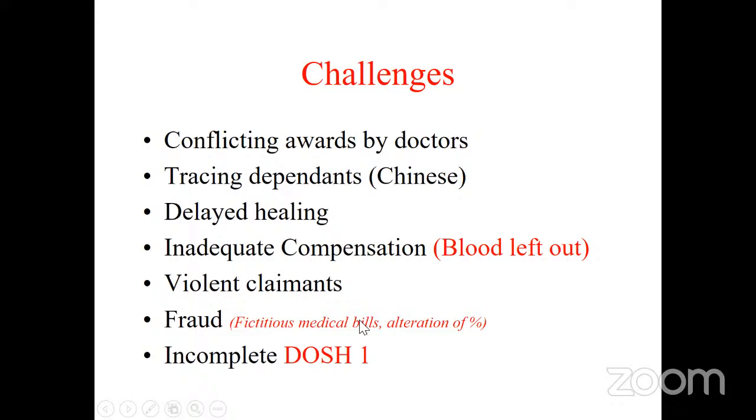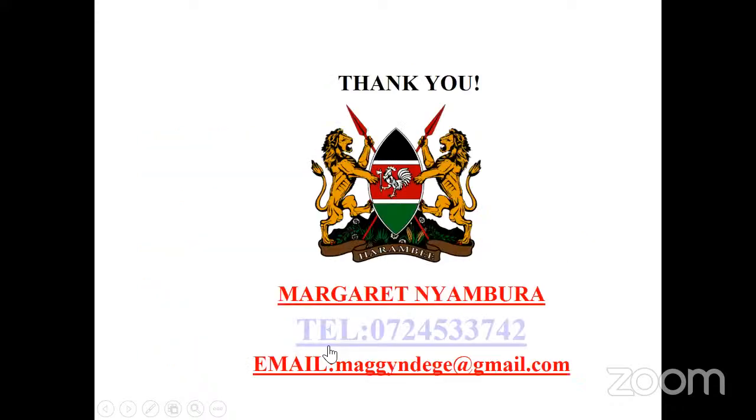compensation. And then fraud, unaona watu wanakuja na fake medical bills, alternation of percentage, unaona mtu alipewa 1% aongezee ikuwe 16%. You get? And then incomplete DOSH1. You cannot be compensated when you come up with the incomplete DOSH1. Yes. And that's it for today.